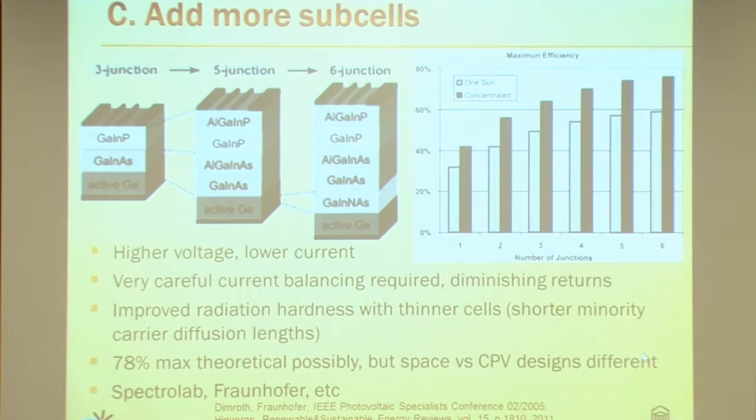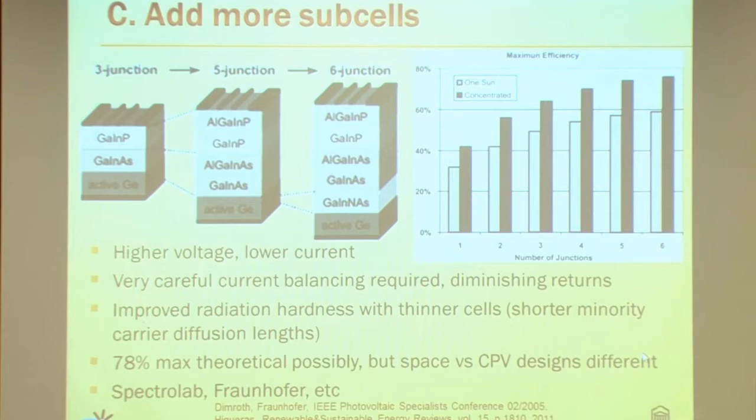And you can see here as we march from one all the way through to six junctions, either at one sun or at concentration, just diminishing returns moving from four to five to six, but companies are working in that range right now already. In fact, one advantage of the five junction design: these thinner cells have shorter minority carrier diffusion lengths because they're thinner essentially, and that improves the radiation balance. So there's some motivations for space outside of the efficiency per se. And by the time you get to six cells, theoretical efficiency is 78%, although if you start balancing this because the spectrums are different, the design might be different for space versus terrestrial.